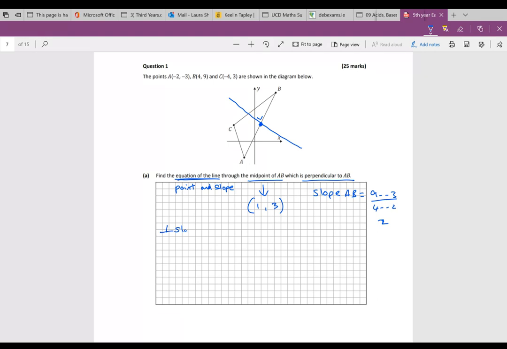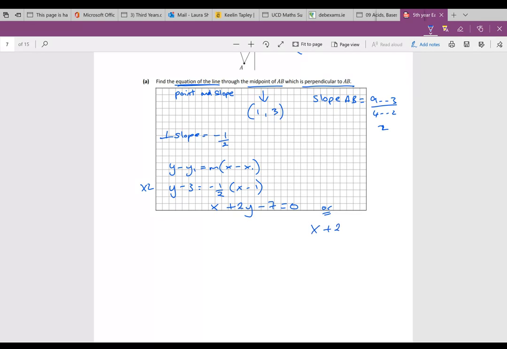So the perpendicular slope then has to be minus 1/2. And that's all I need to find the equation of the line. Y minus y1 is equal to m(x minus x1). Y minus 3 is equal to minus 1/2 (x minus 1). You're going to multiply here by 2 to get rid of your fraction. In simplifying all of this, you should be able to get that x plus 2y minus 7 equals 0. Or some people like to write their numbers over the other side. X plus 2y is equal to 7. Either one of those for that should have been easy enough.